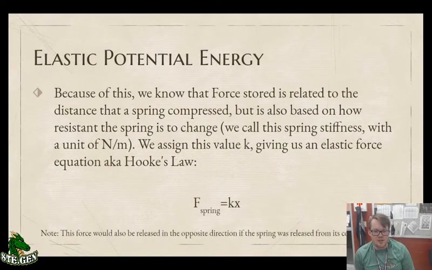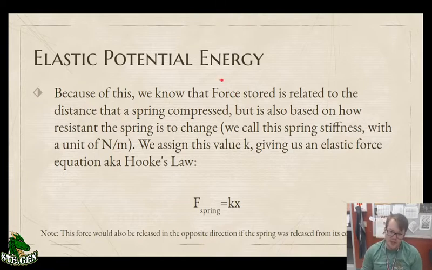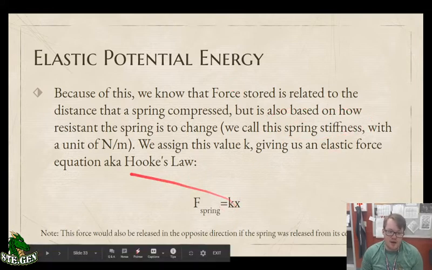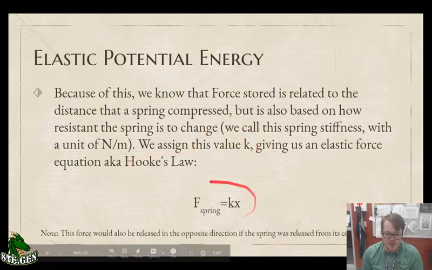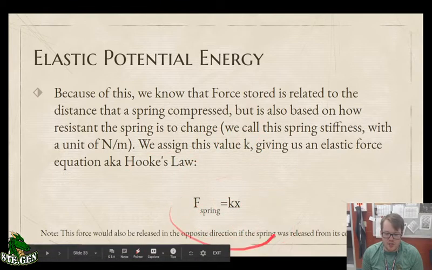So because of this, we know the force stored is related to the distance that it's compressed, because the further it's compressed, the more force it takes and the more force it's going to release. But it's also based on how resistant that spring is to change. How hard is it to compress the spring? And that value we call the spring stiffness constant, which is k, and we represent that as a Newton over a meter. How many newtons are needed per meter that you are compressing that spring? And we assign that value k, giving us this equation right here, which is called Hooke's law.